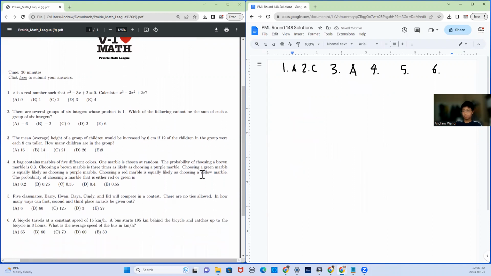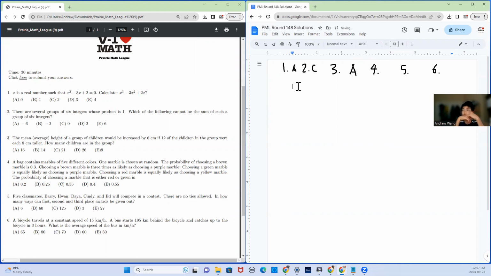I'm going to read it. The bag contains marbles of 5 different colors. 1 marble is chosen at random. The probability of choosing a brown marble is 0.3. Choosing a brown marble is 3 times as likely as choosing a purple marble. Choosing a green marble is equally likely as choosing a purple marble. And choosing a red marble is equally likely as choosing a yellow marble. The probability of choosing a marble that is either red or green is, and we have to find the probability of red and green after choosing 1 marble from the bag.